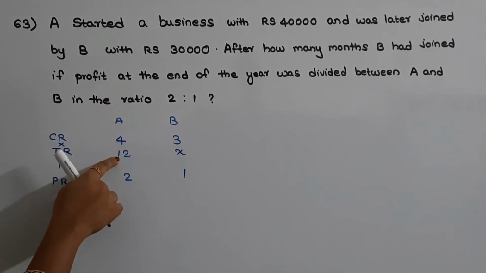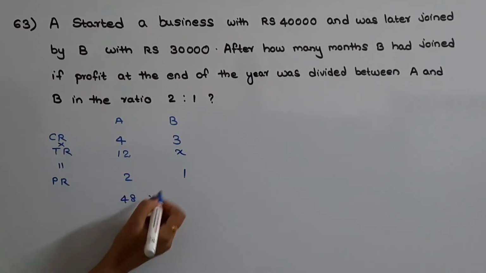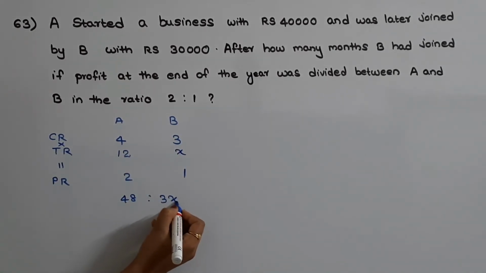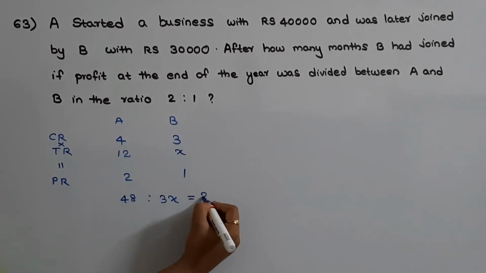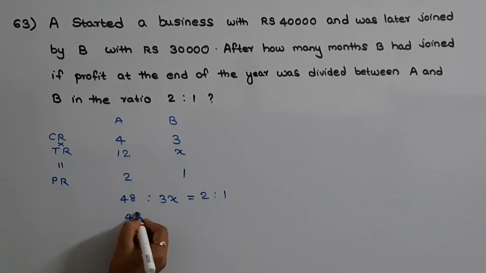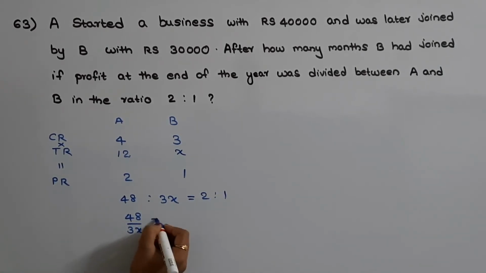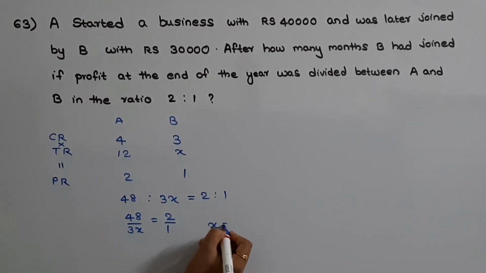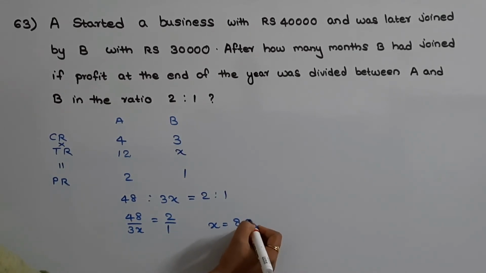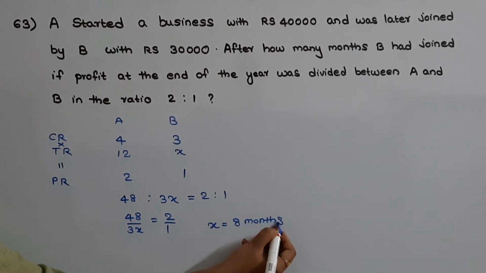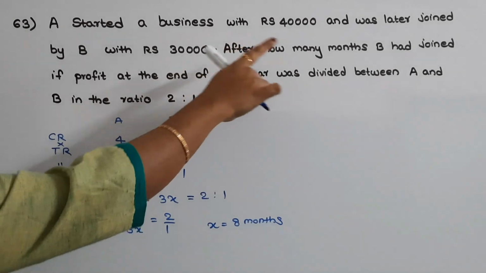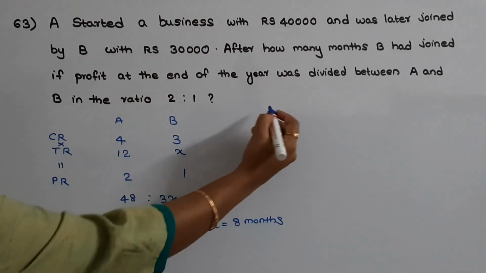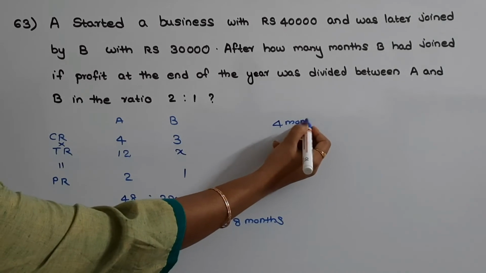That is 4 into 12, that is 48, is to 3 into x, that is 3x. So this ratio is equal to the profit ratio. Profit ratio is 2:1. So we can write it as 48 by 3x is equal to 2 by 1. On solving this, we will get the x value as 8. So for 8 months, B invested rupees 30,000, which means after 4 months, B joined A. So the answer will be equal to 4 months.